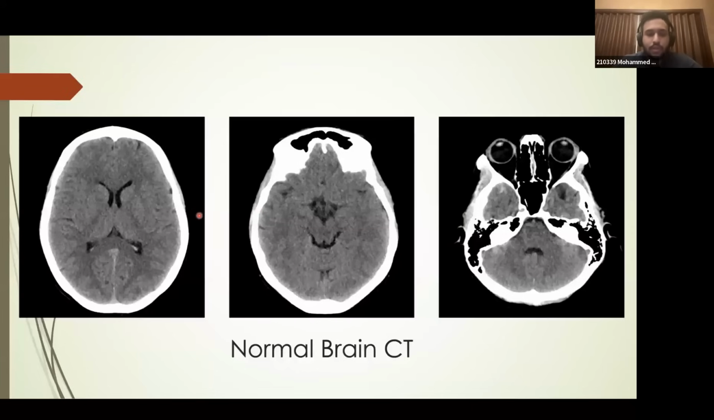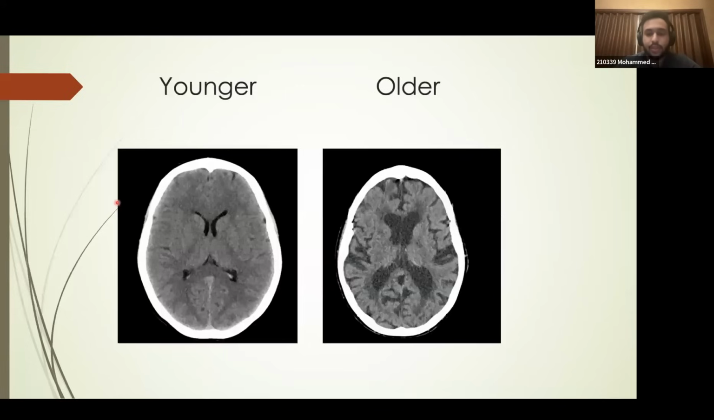Now, this is the normal brain CT. To go very fast, the things you need to look at in the normal brain CT are just the normal structures. You can see the gray matter and the white matter, for example. This is the white matter, and this is the gray matter. And you need to see the ventricles. They're very thin and small in a younger patient, while in elderly patients, such as in this one, they're much bigger. So this is what you look out for in a brain CT.